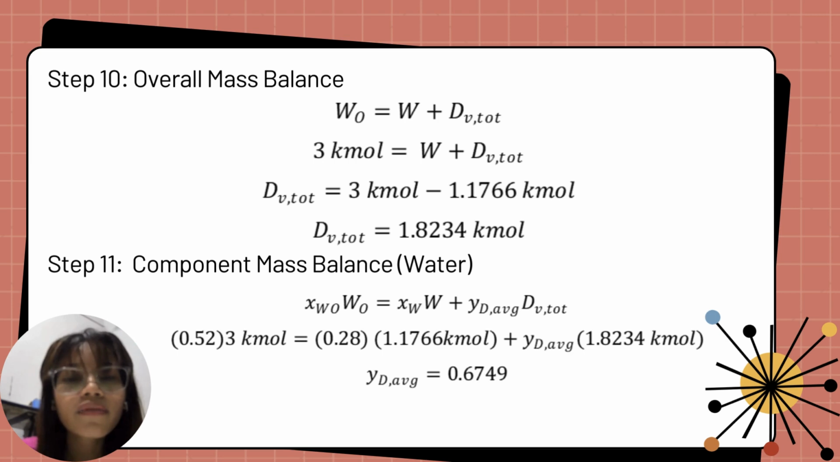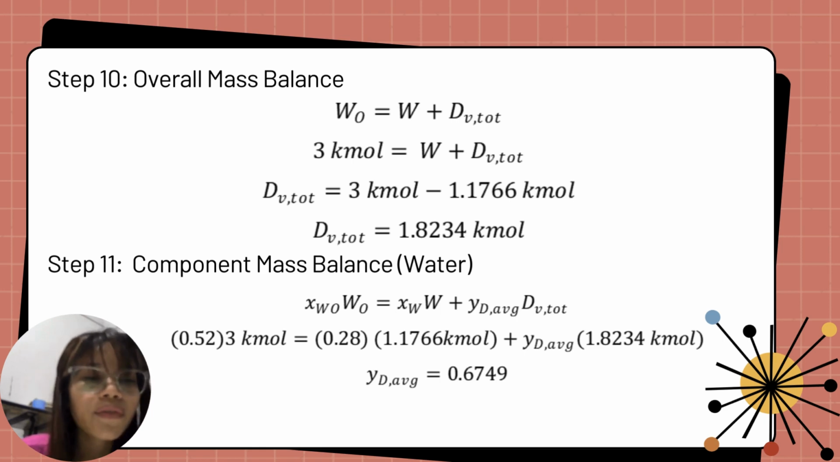Then for the calculation for the average mole fraction water in the vapor distillate, we can use a component mass balance of water. So XW0 times W0 is equal to XW times W plus YD average times DV total. Then from this equation, the only unknown is the YD average. So calculating, we were able to get a value of 0.6749.